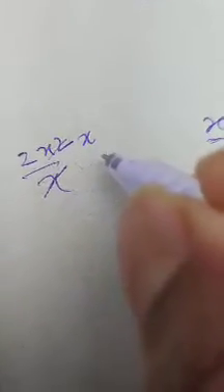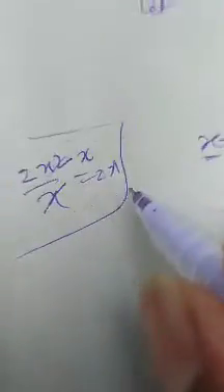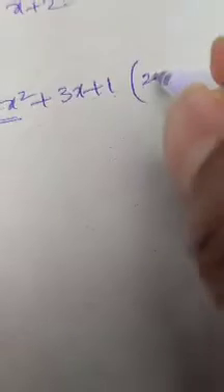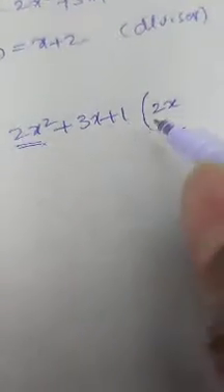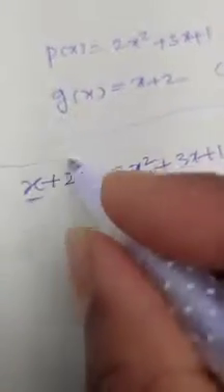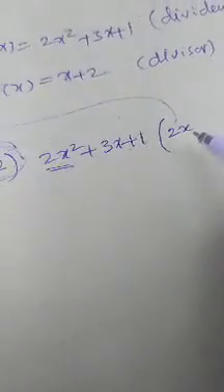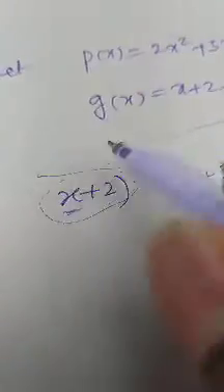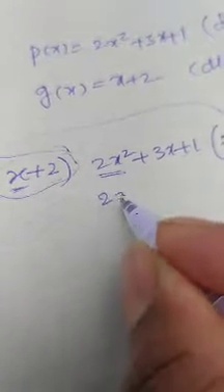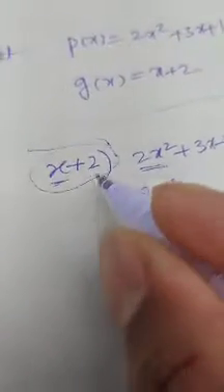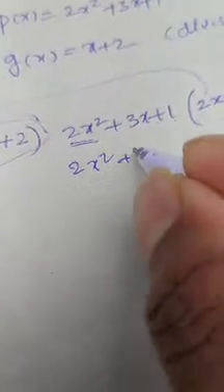Now x, how many times will it cut? x times. So what did we get here? 2x. This is rough work. So right now we got the first term in the quotient. After getting the first term in the quotient, multiply it by the whole divisor, both terms. Multiply the first term of the quotient with the whole divisor. So 2x into x, you will get 2x square here. Next, 2x into this 2, 4x.